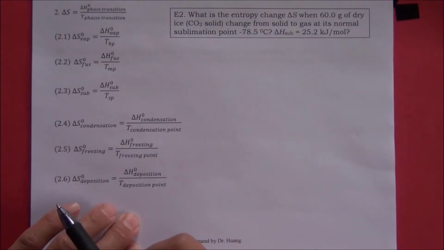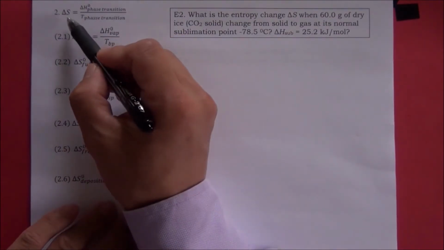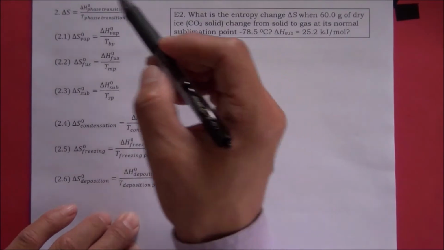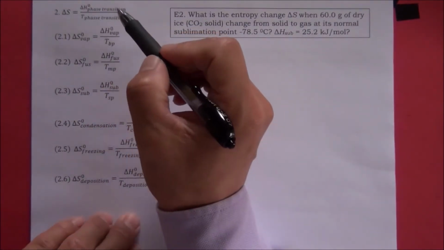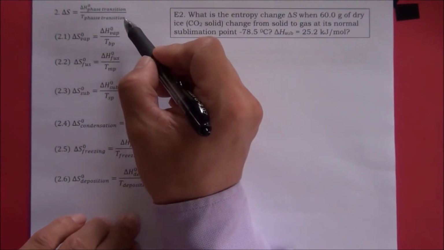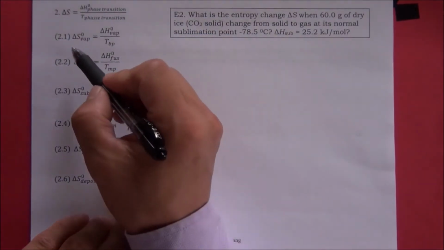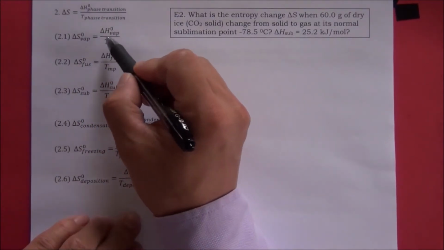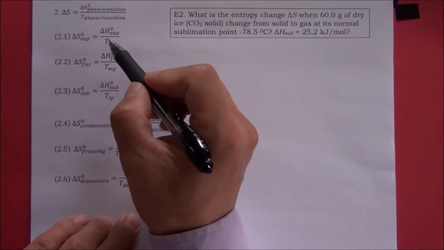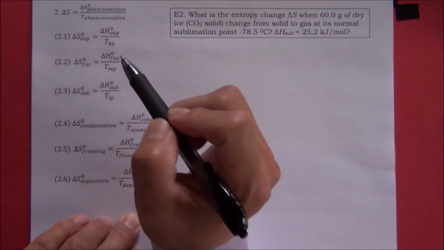I want to emphasize, when you calculate the entropy change during a phase transition, the temperature you use must be the phase transition temperature. For example, if you want to calculate delta S vaporization, the temperature you use must be the boiling point temperature. You cannot use any other temperatures.